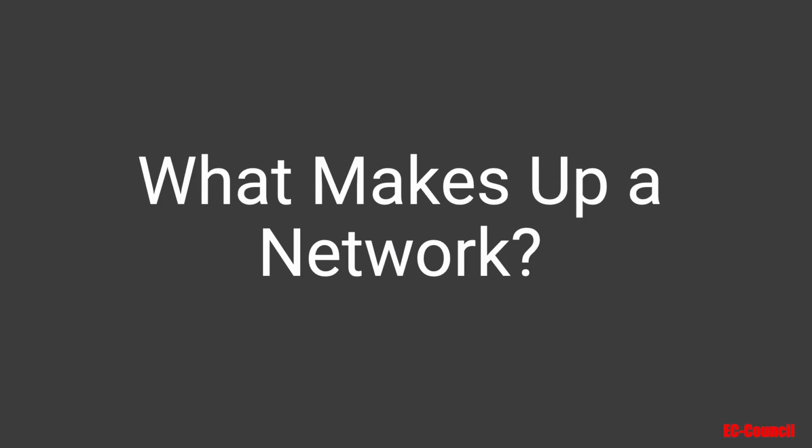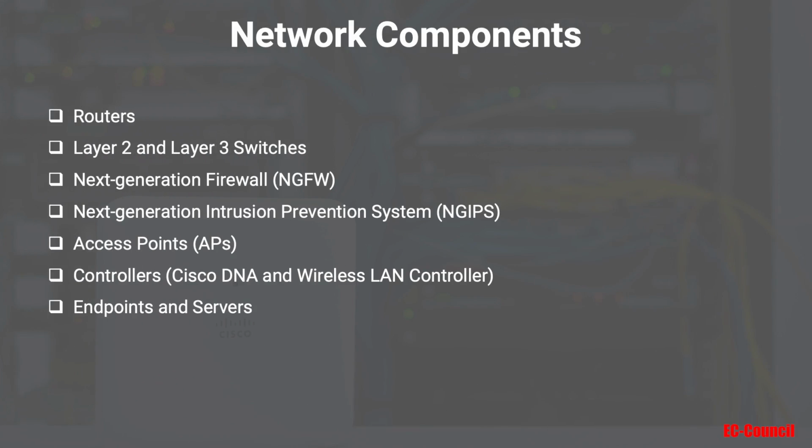Another important question is: what makes up a network? What are the actual components? What can we find on a network? So let's take a look at what these network components are and the items that we can find. On a network, you'll find various types of components. You'll find routers, layer 3 and layer 2 switches.